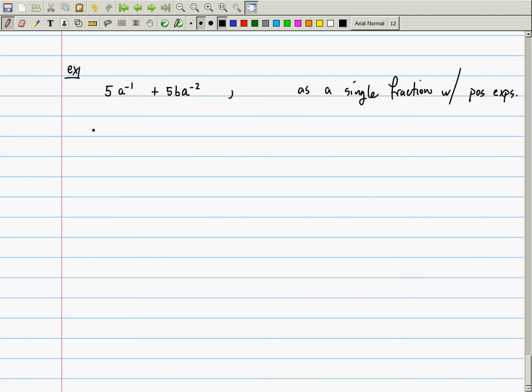So, on the one hand, you could say that this is 5 over a plus 5b over a squared. Then, in order to make these a single fraction, you need to find a common denominator. The denominator of the first term in the sum is a, and the denominator in the second term is a squared. So what do we need to do to the first term? Multiply by a over a. Okay, good. So this is 5a over a squared plus 5b over a squared.